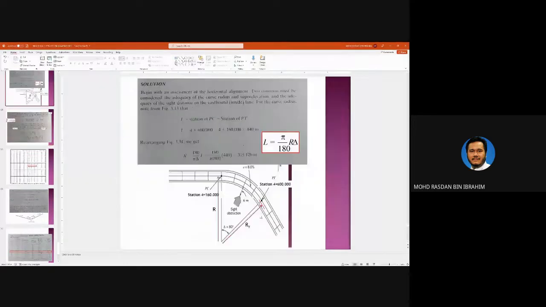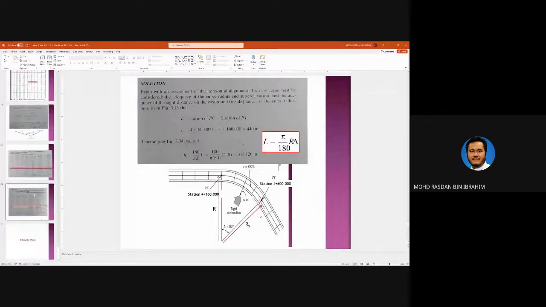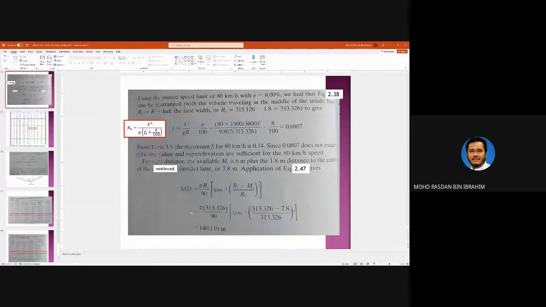Going back here to this diagram, from the obstruction to the inside edge of the pavement is only 6 meters. So the length that is in our concern is in the middle of the road. So 6 plus 1.8, which is half of the lane width. So you get SSD equals 140.119 meters.